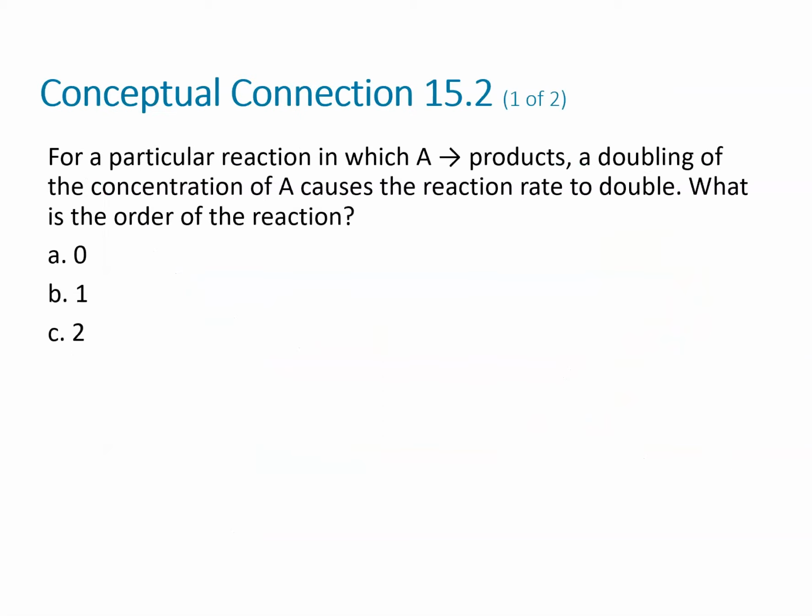So let's go ahead and do a little check-in on our concept we just went through. So for a particular reaction in which A goes to products, a doubling of the concentration of A causes the reaction to double. What is the order of the reaction? Well, based on what we just talked about, everyone pause it, solve for yourself.